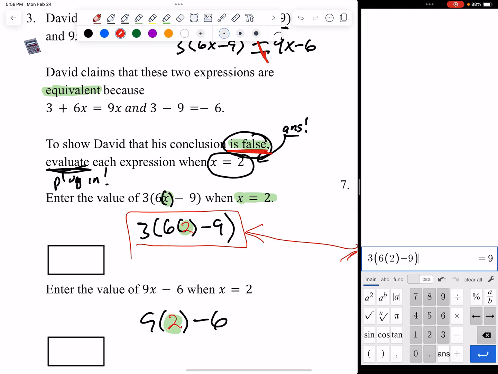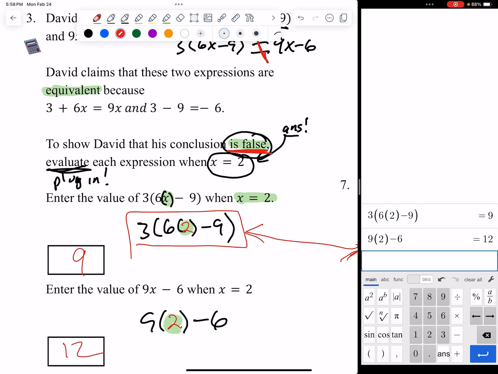All right. Can you tell? Yes, it does. All right. So I'm going to press equals and I get 9. What about for the next one? So let's put 9 parentheses 2, close my parentheses, minus 6, and I got 12.